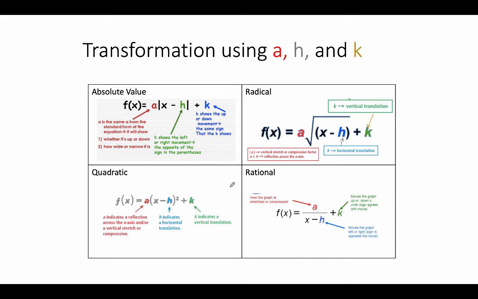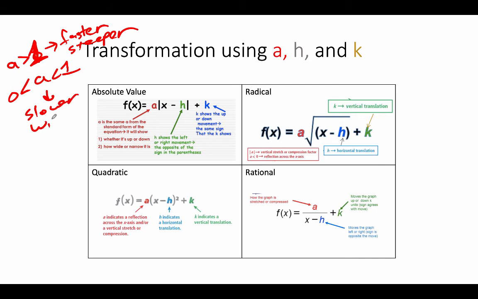So the A has to do with, for all of them, if A is greater than 1, then it's going to go up faster or steeper. It's going to go quick. Think about slope of a line. If A is greater than 0 and less than 1, that's a fraction. It's going to go slower, or it's going to be wider, okay? If A is less than 0, that means it's negative, then it's going to be reflected over the x-axis.